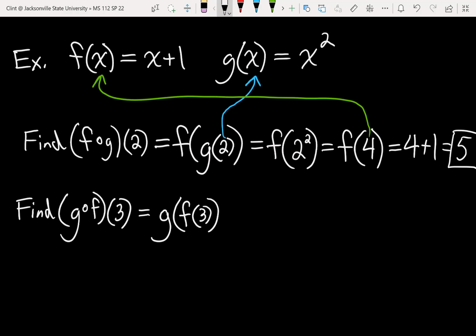First, we would take 3 and put it in the input for F. So that'll be 3 plus 1. So that's G of 3 plus 1, which is G of 4. And then we take 4 and put it in the input of G. So that means we'll find 4 squared. 4 squared is just 16.